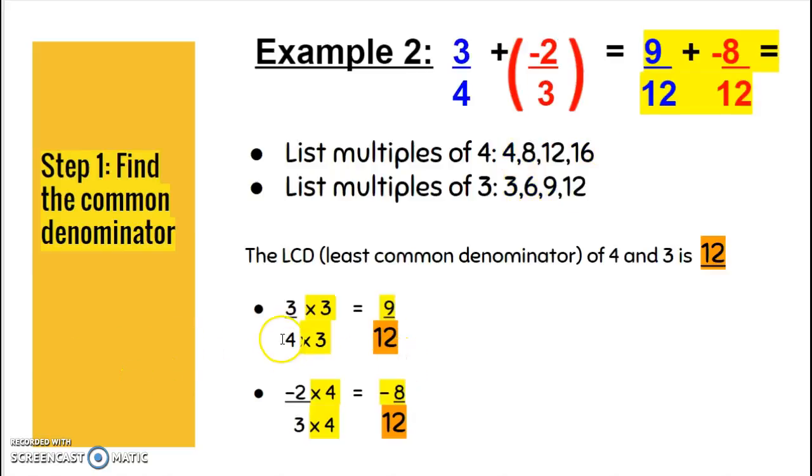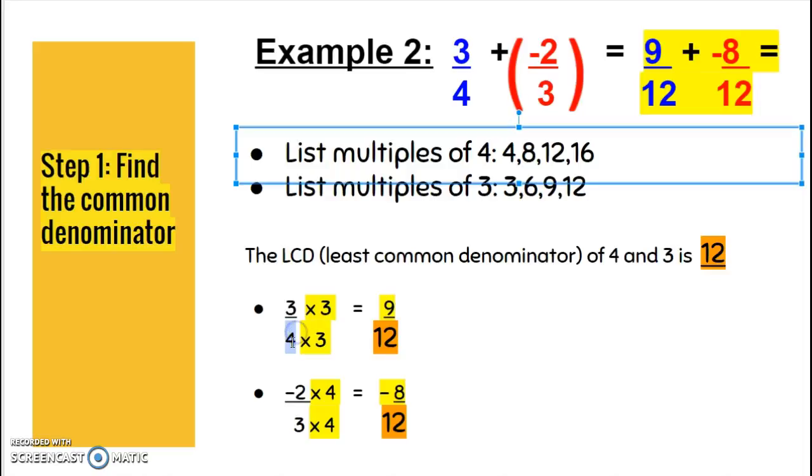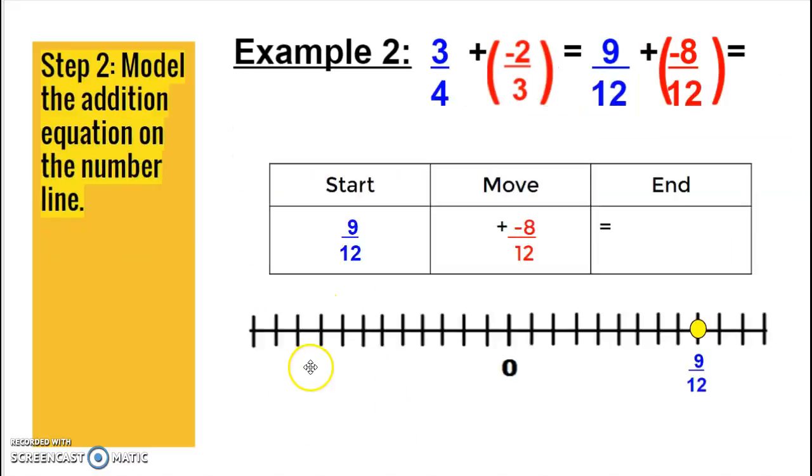In order to do that, for 3/4, we consider 4 times what number equals 12. And of course it's 3, so 4 times 3 equals 12. What I do to the denominator, I have to do to the numerator to keep it equivalent. So 3 times 3 equals 9. So 3/4 is equivalent to 9/12.